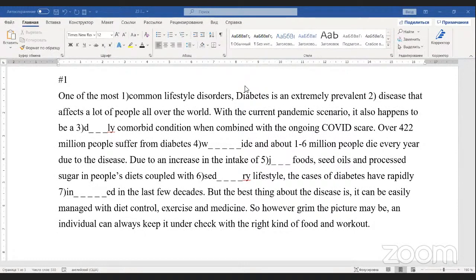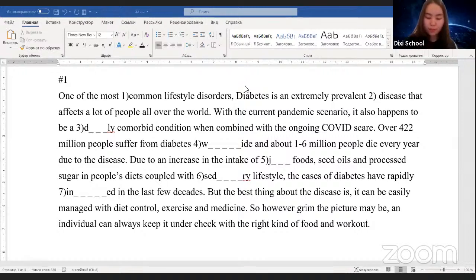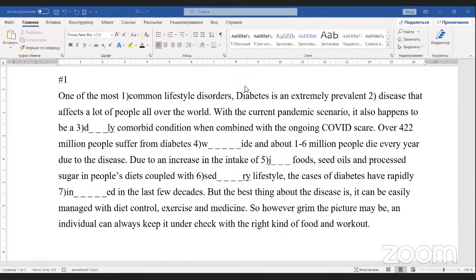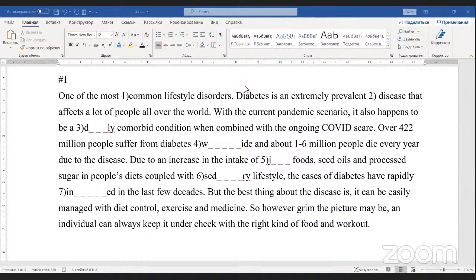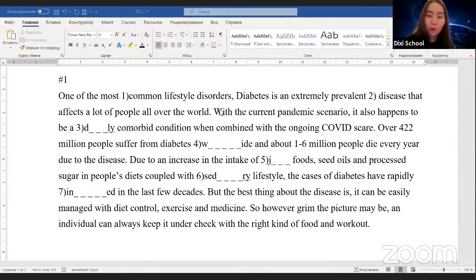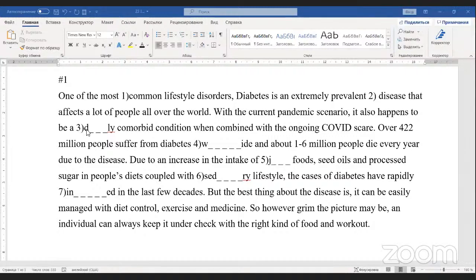It also happens to be a comorbid condition when combined with the ongoing COVID scare. Okay. So, what are your suggestions concerning the third one? I think it's like negative. Negative meaning a word that everything is bad. So, it starts with D, right, and ends with Y. Also, diabetes is related to what? For example, afterwards it is mentioned that if you read the whole paragraph, there is some mention of how from 1 to 6 million people die every year. So this, deadly. Yeah, deadly, excellent.